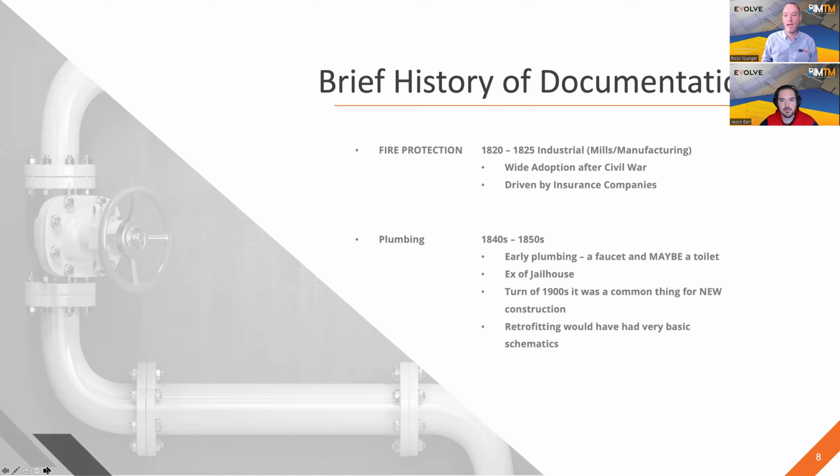So looking at the timing here, really in the 1820s is when you started to have some standard fire protection, more in mills and manufacturing environments, and the adoption of more widespread going into the turn of the century was really driven by insurance companies. For plumbing, there are certainly toilets and things like that that were being schematic, but it was the turn of the 1900s where it became common for new construction. But even then, you're looking at very, very basic documentation. A lot of things are hand-drawn. Sometimes things will literally be on a napkin, which is not ideal and not something you want to hang your hat on.